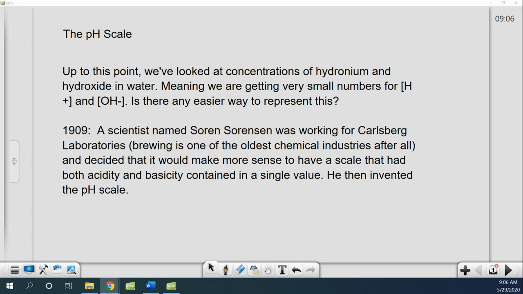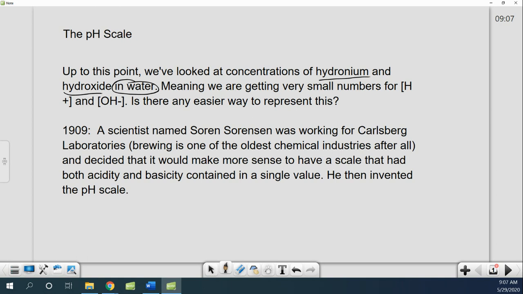Hey guys, welcome back to our acids and base units here. We're going to kick off the day talking about the pH scale. So, up to this point, we've only looked at the concentrations of hydronium ions and hydroxide ions in water. That's been our big thing, right? We were looking at the ion product constant of water and how you could use that to tell how much stuff is associated and things like that.